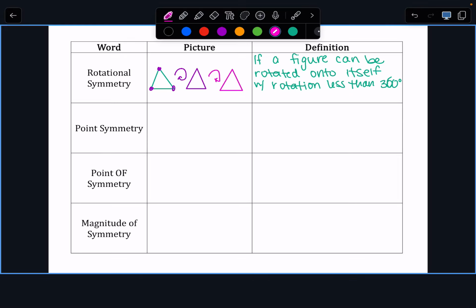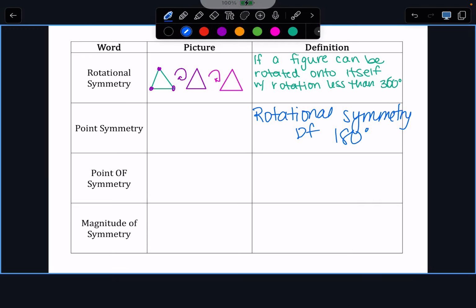Okay, now point symmetry means we have rotational symmetry of 180 degrees. So that parallelogram that you guys were stuck on, it does not have line symmetry, but we could say it has point symmetry because it has rotational symmetry of 180.